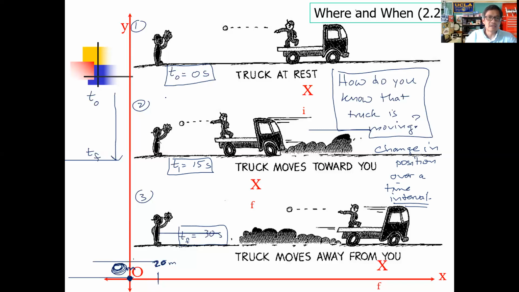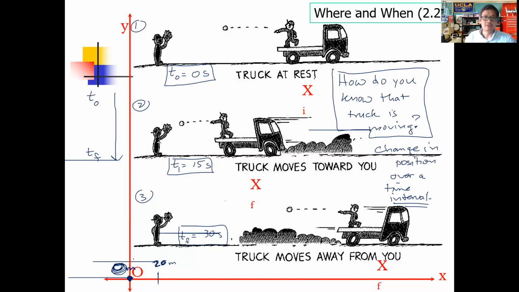Now, if you take a look at the catcher, the catcher doesn't move, because from 0 to 15 to 30 seconds, the catcher here does not change his position. So let's say arbitrarily that he started out 20 meters away from the origin. From 0 to 15 seconds, he stays at 20 meters. From 15 to 30 seconds, he stays at 20 meters. And so the catcher has no displacement. He doesn't change his position because over time, he did not move. He did not leave this 20-meter mark.